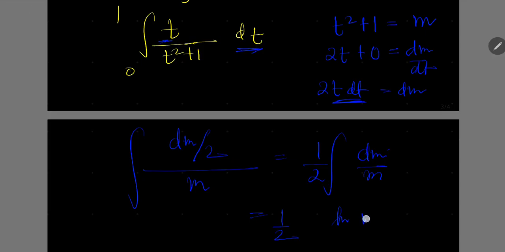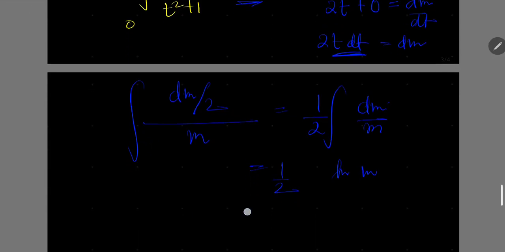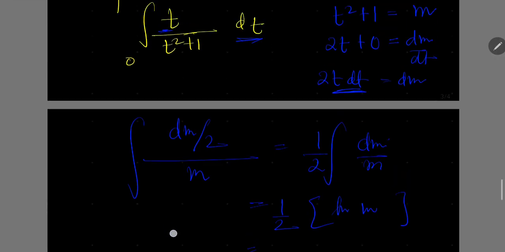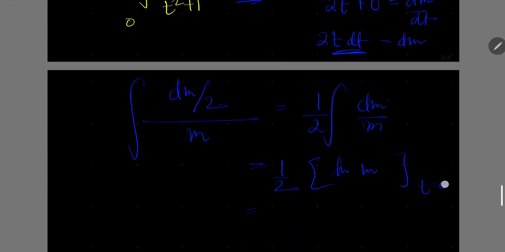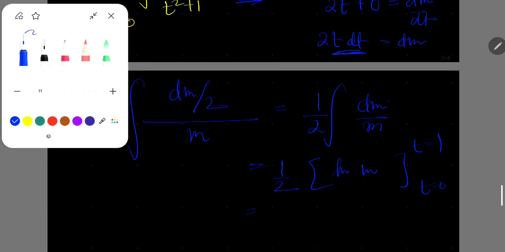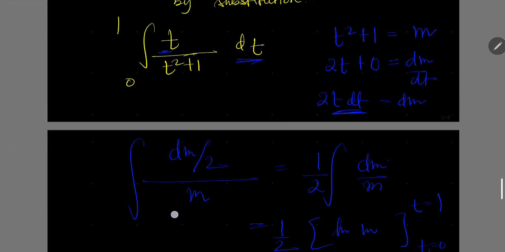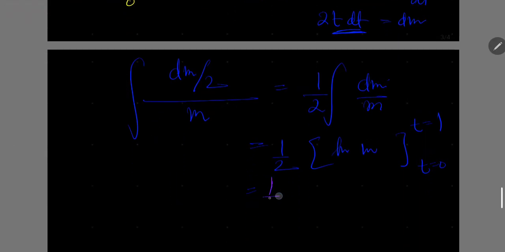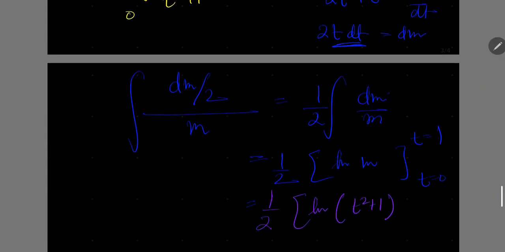Here, in place of x we have m, so it is ln m. What is m? m is t square plus 1. Put it, resubstitute it. What is it? In the limit part, t is equal to 0 to t is equal to 1. Now resubstitute m in terms of t. m is t square plus 1. It is 1 by 2 ln of t square plus 1. Cool. Now it is t square plus 1, t from 0 to 1.